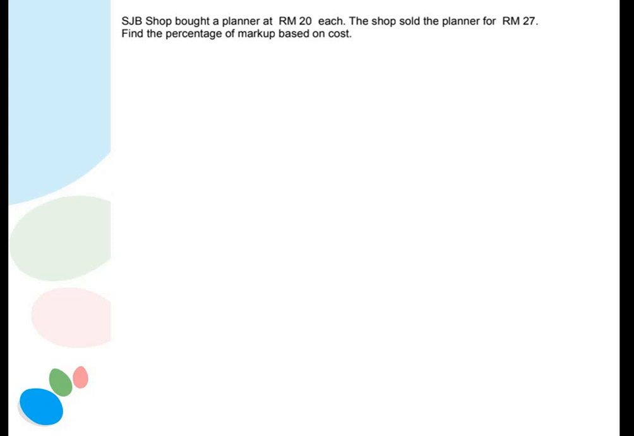Alright, next, let's try some questions from tutorial 28 from your book, page 217. I've chosen some questions. Okay, let's try this one first. SJB shop bought a planner at RM20 each. The shop sold the planner for RM27. Find the percentage of markup based on cost. So 20 ringgit is the cost. Sold for 27, that is the selling price.